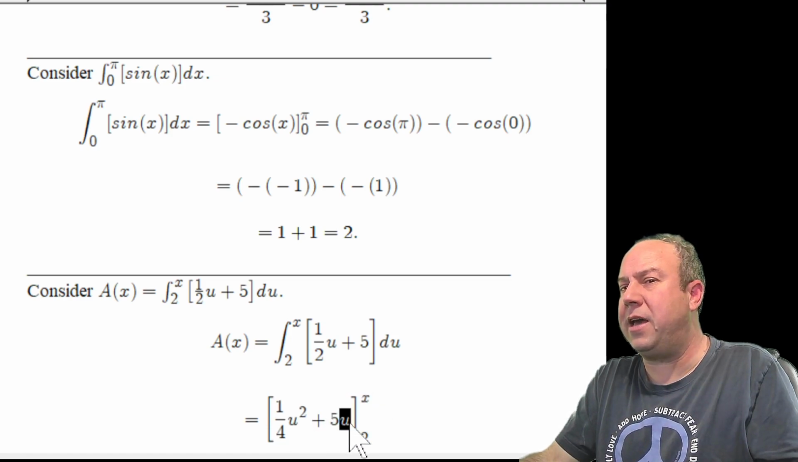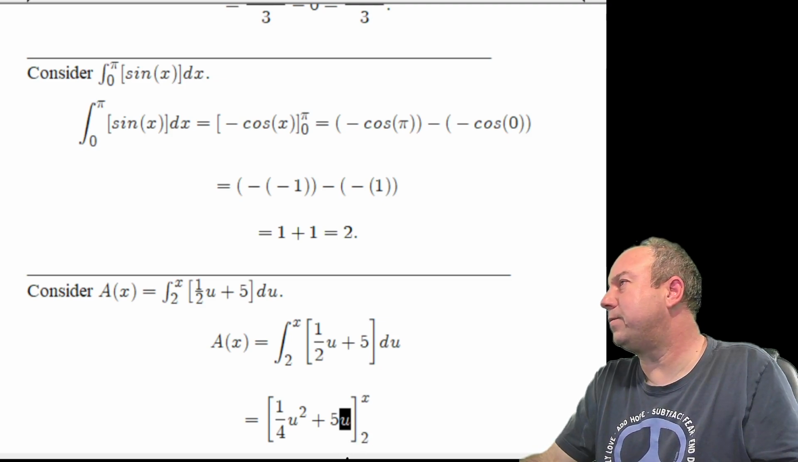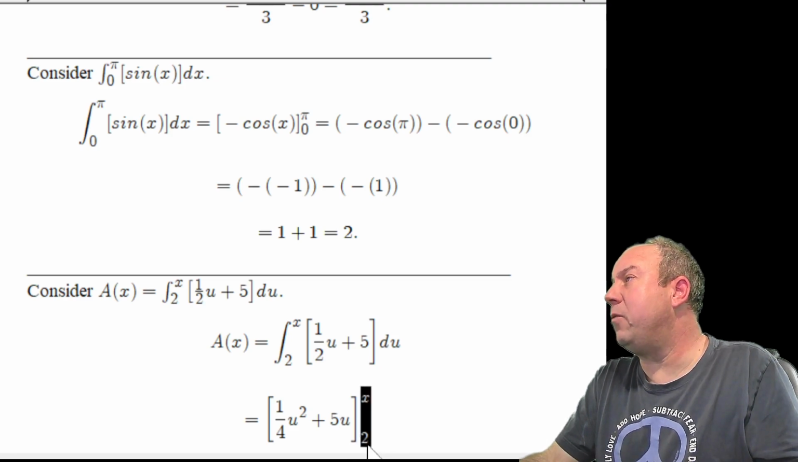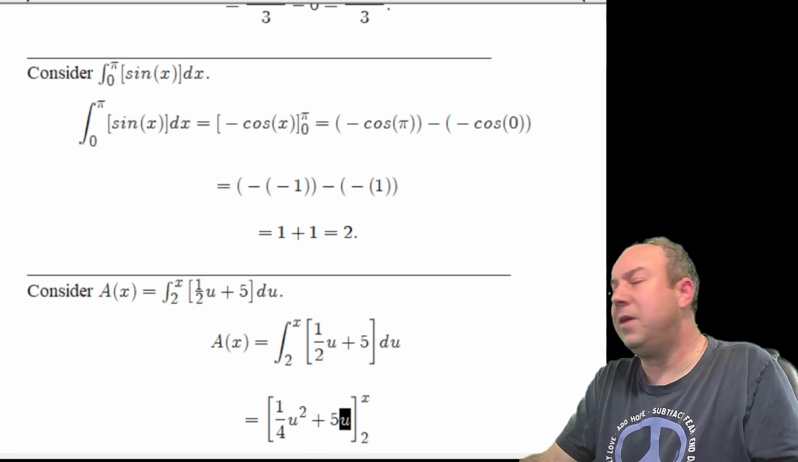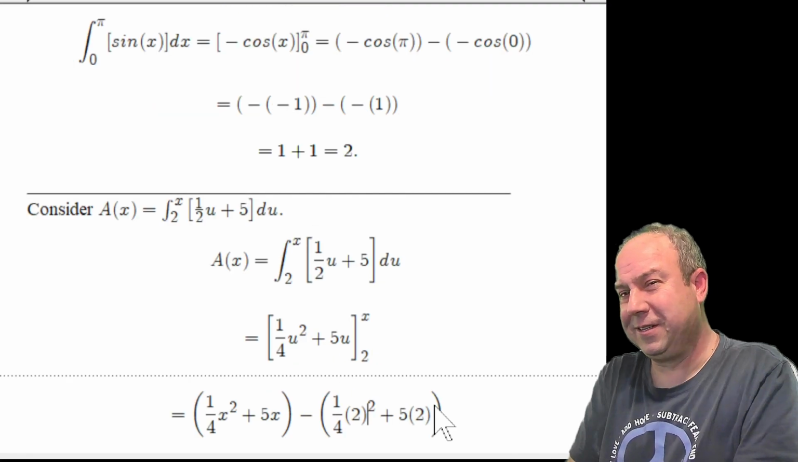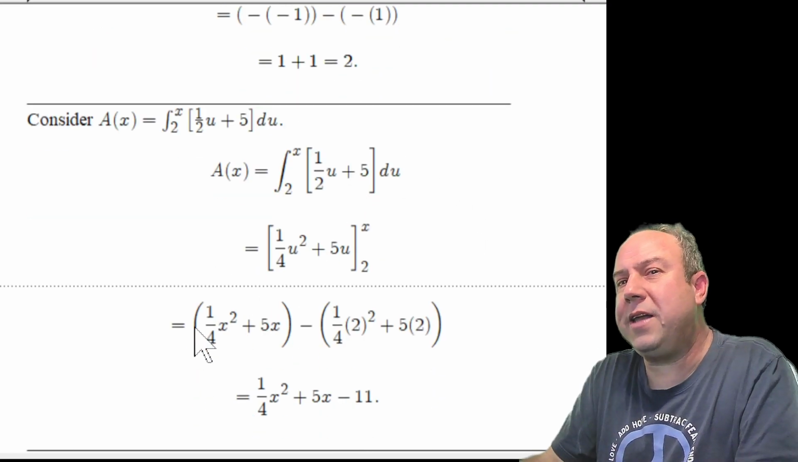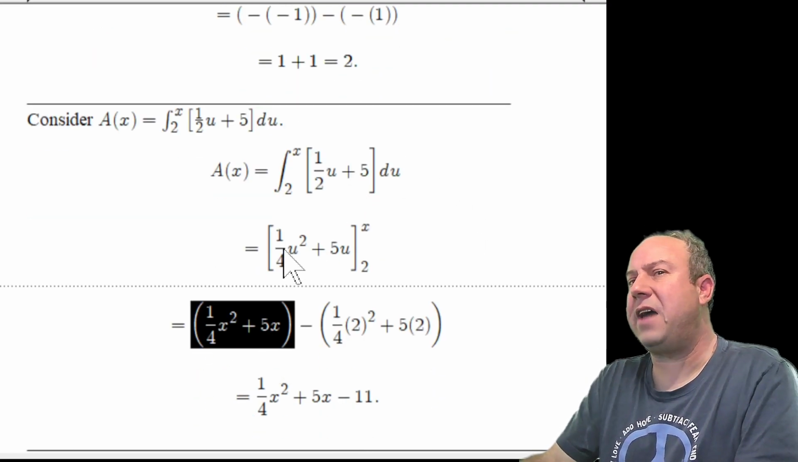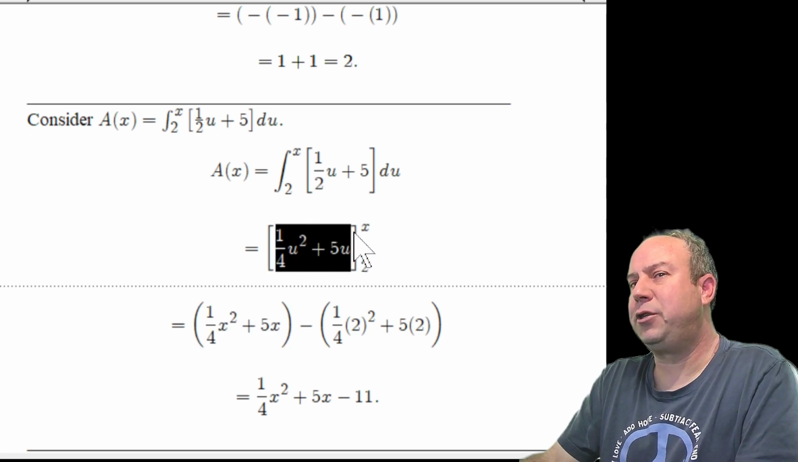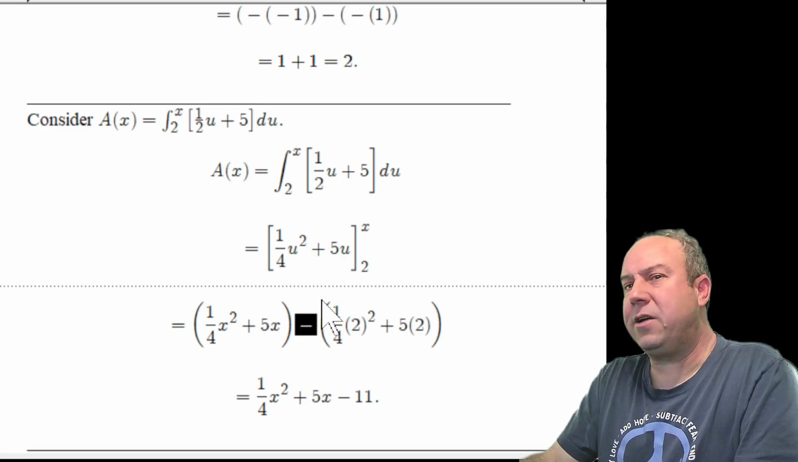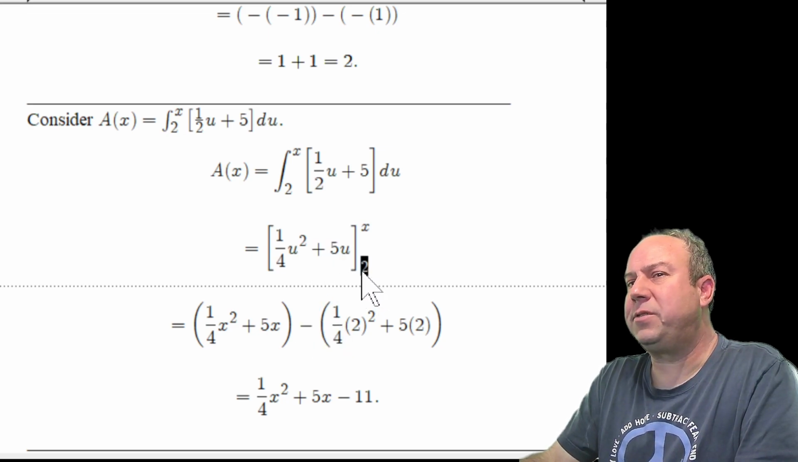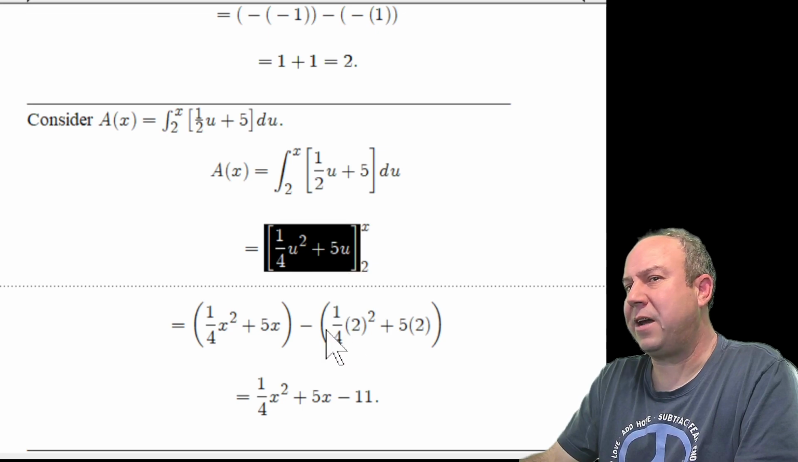And I'm going to evaluate it now at the upper bound. I'm just going to plug in x for each of those values of u, and I'm going to take away from it what I get when I plug in 2 into each of those values. And notice what happens. When you plug in x, you'll get 1/4 x squared plus 5x when you substitute this upper boundary into this antiderivative. And you're going to take away from it what you get when you substitute in 2 into this antiderivative.